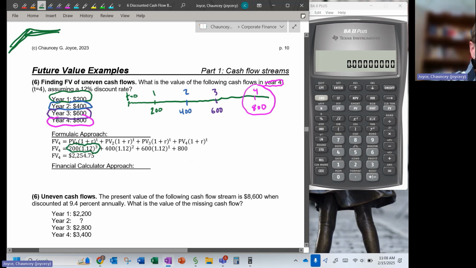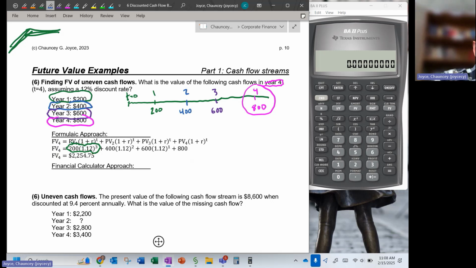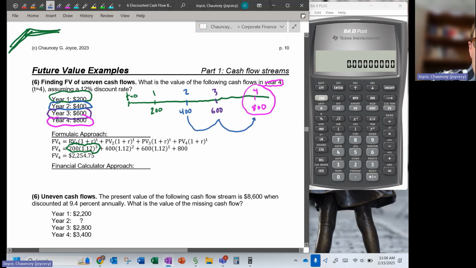If you're going to do this using the formula approach, the value at time 4 of the cash flow received at time 1 is 200 times 1 plus r to the power of 3. The second one, the cash flow received in year 2, is going to compound twice. So its future value is 400 times 1 plus r to the power of 2. And then again, year 3, that's going to compound once. And then the fourth cash flow, there's no need to compound that. It's already given at that time. That's the same as 1 plus r to the 0, and that term would just be 1. So it would just be 800.